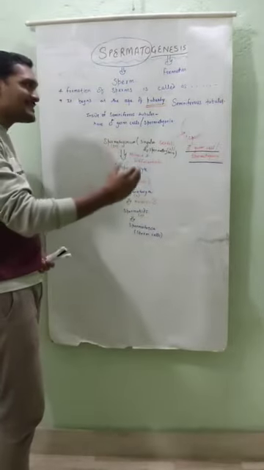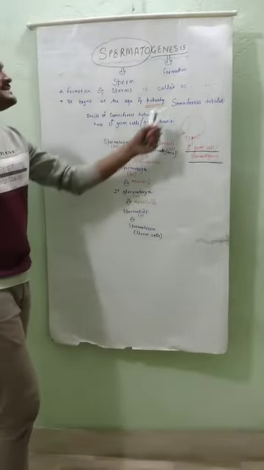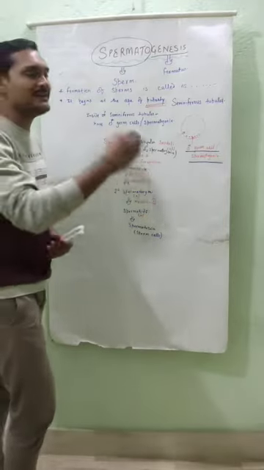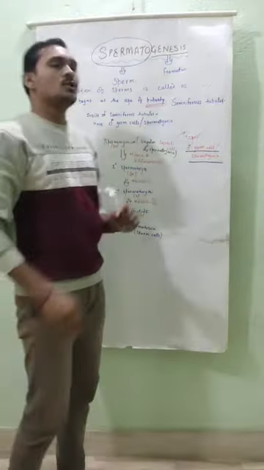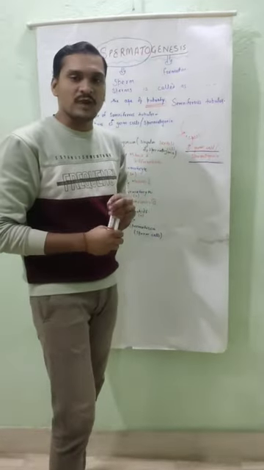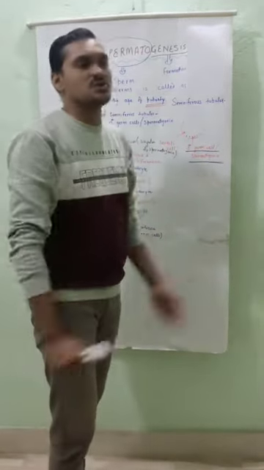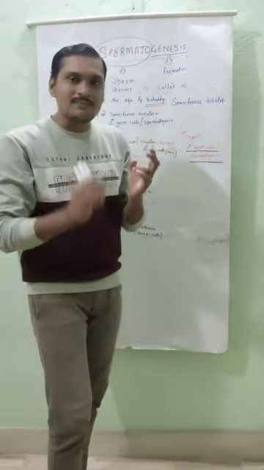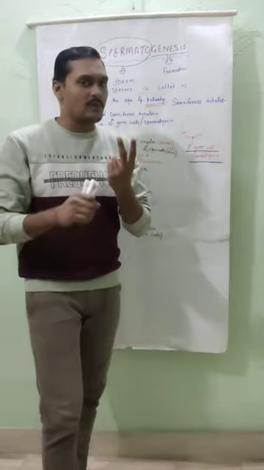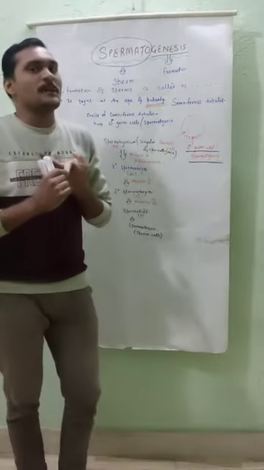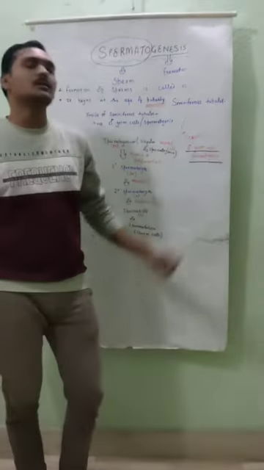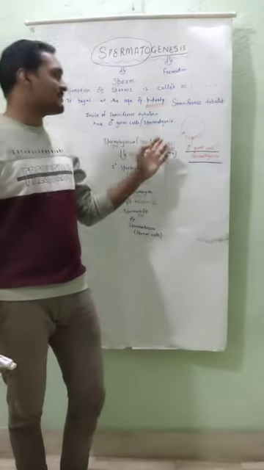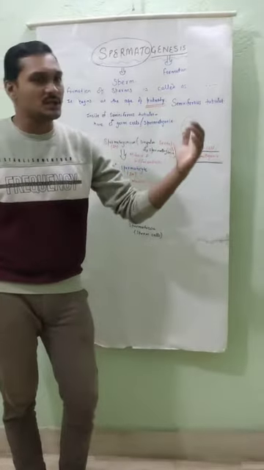Now, let us come to a structure, seminiferous tubules, which we have read in our earlier classes. Students, we have read that seminiferous tubules are the structures present in testes, and they are lined by two types of cells from inside. The first type of cell, as I have mentioned here, is the male germ cell or spermatogonia, and the second type of cell is the Sertoli cell.